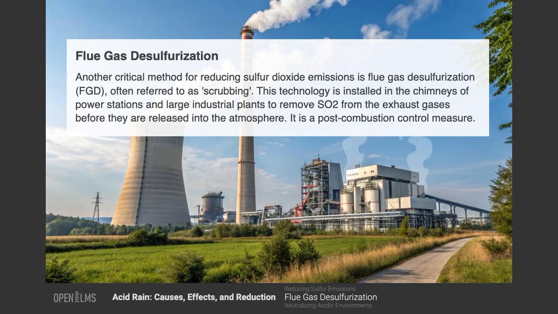Flue gas desulfurization. Another critical method for reducing sulfur dioxide emissions is flue gas desulfurization, FGD, often referred to as scrubbing. This technology is installed in the chimneys of power stations and large industrial plants to remove SO2 from the exhaust gases before they are released into the atmosphere. It is a post-combustion control measure.